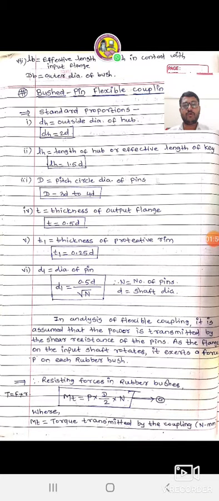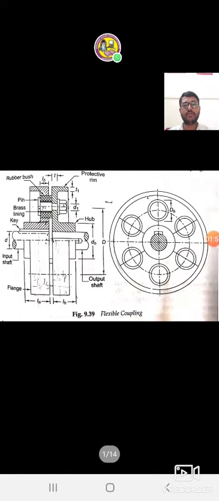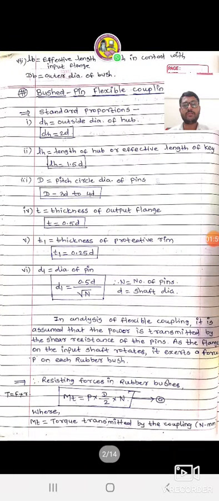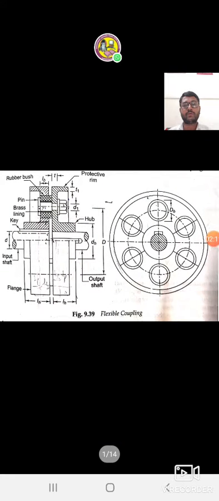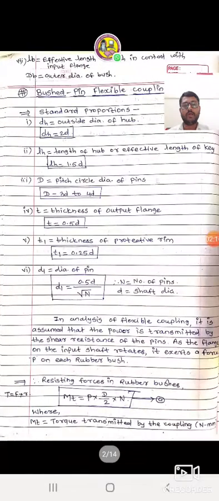Then next, small t is the thickness of the output flange, that is, small t equal to 0.5 times the diameter of the shaft. The next important parameter, small t1, is the thickness of the protective rim, that is, t1 equal to 0.525 times the diameter of the shaft.